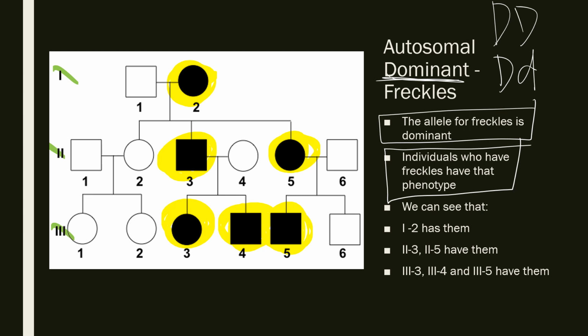So your next question has to be, how do we know that this is dominant? Well, we know that individuals who have it are going to show it. So we have a person in generation 2 that has freckles here. Of their offspring, which stems from this line here, 2 of the 3 offspring have freckles.